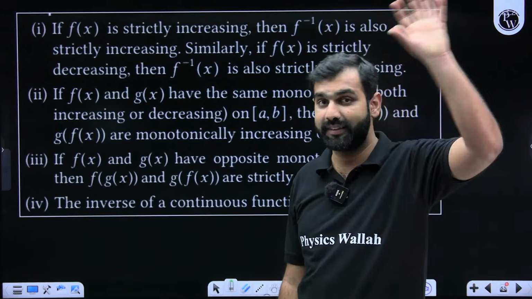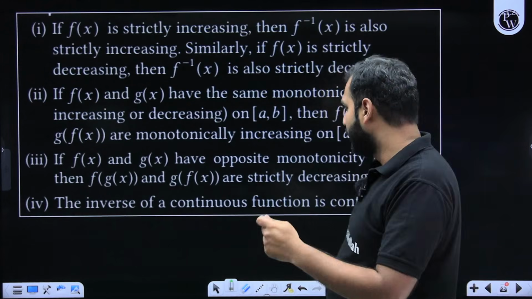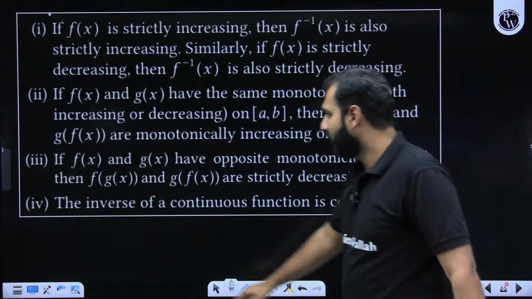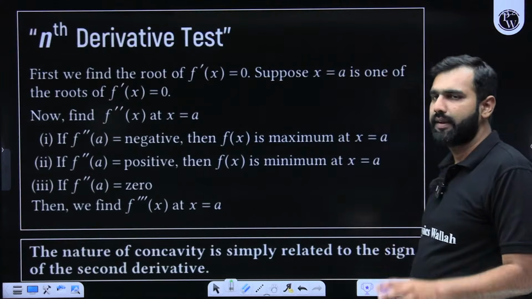The same was something like that only with even and odd functions as well, even with their composition as well. With that, yes, this is what we have already discussed. The inverse of a continuous function is continuous. Please remember that. Now, nth derivative test.